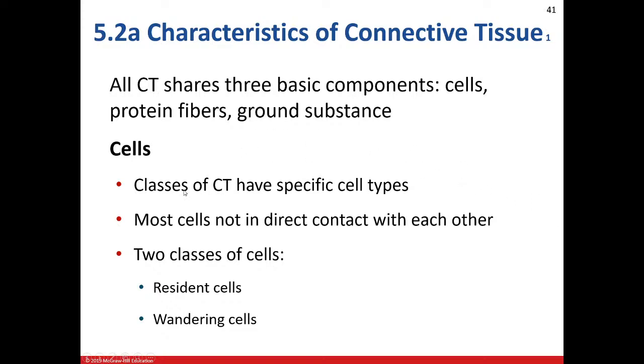All right, so cells, there are classes of connective tissue that have specific cell types. Most cells are not in direct contact with each other. They're not touching each other. They're spaced out. And then there are two classes of cells here: resident cells and wandering cells. In other words, resident cells are cells that are there all the time, and wandering cells are cells that may come and go.